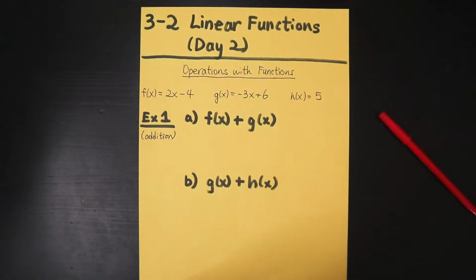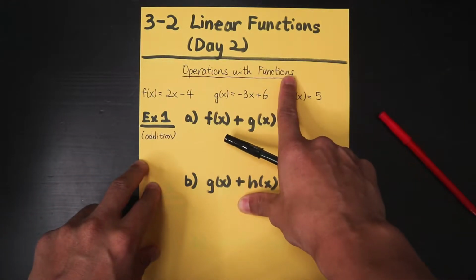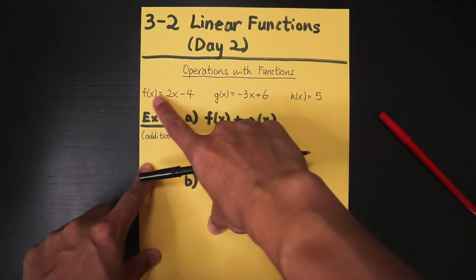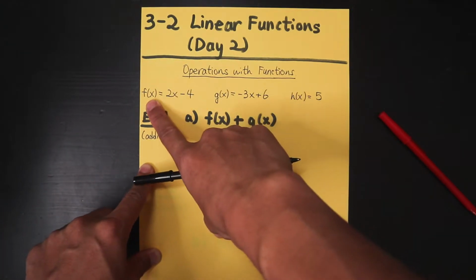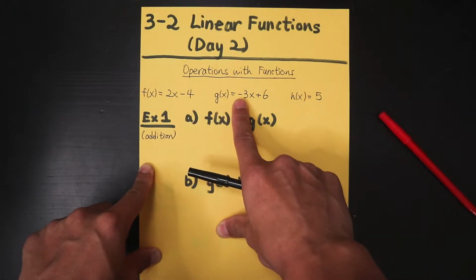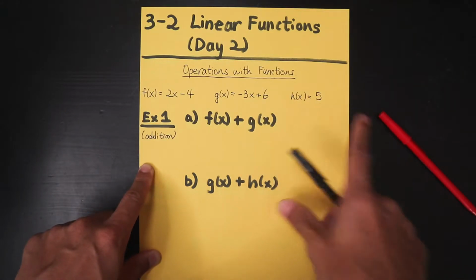Today's lesson is 3-2 linear functions day 2. Since we already learned function notation on day 1, we're going to combine some functions today, what we call operations with functions. We're going to learn how to add functions, subtract functions, and multiply functions. In this problem, we have three different functions. The first one is f of x is equal to 2x minus 4. The second function, g of x, is equal to negative 3x plus 6. And the last one, h of x, is just equal to 5.